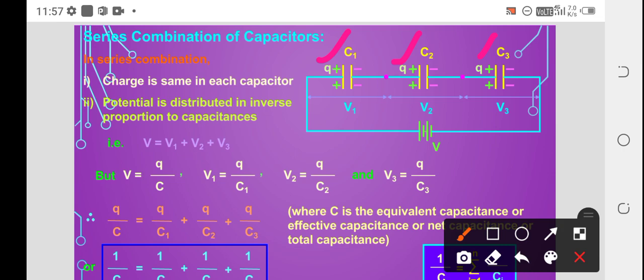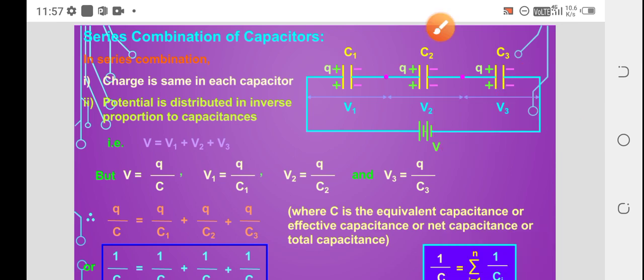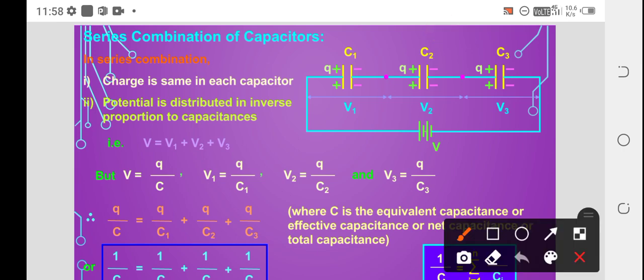Potential is distributed in inverse proportion to the capacitance. As we know, C equal to Q by V. That means capacitance is inversely proportional to V. So here, the overall potential across these capacitors is V equal to the sum of these three, V1 plus V2 plus V3.